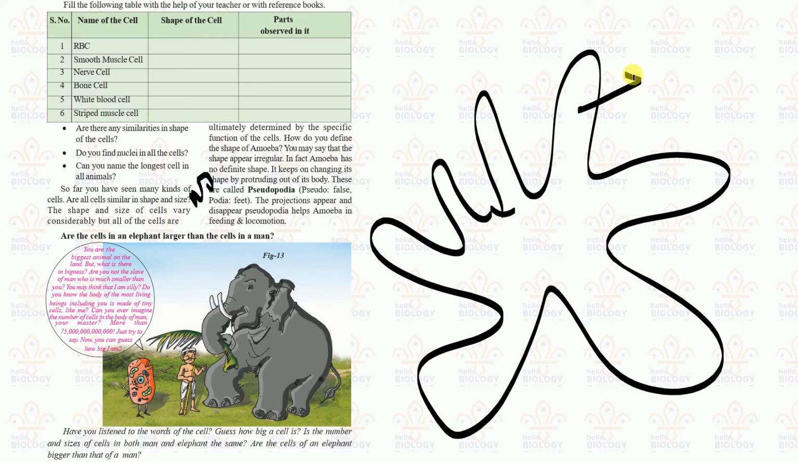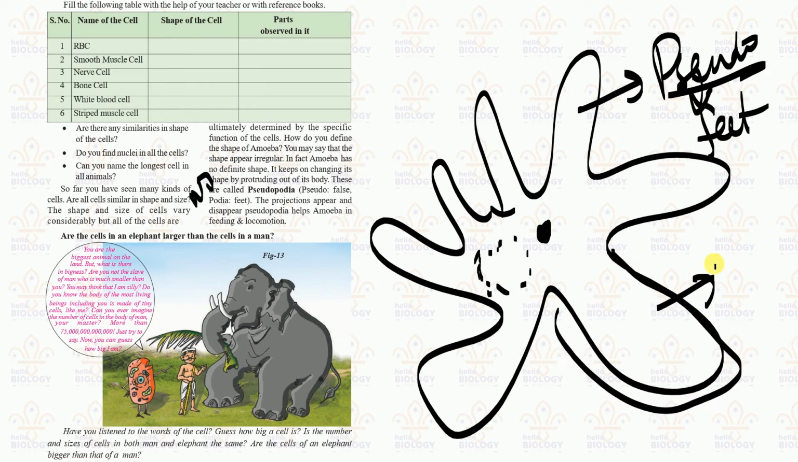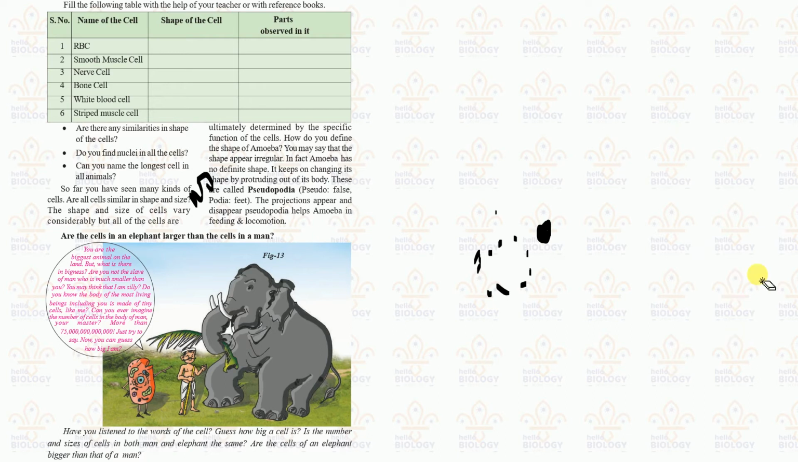Why? Because it consists of pseudopodia. Pseudo means false, podos means feet. It consists of a nucleus and a contractile vacuole, which will contract and act like a food absorber. The projections that appear are called pseudopodia, which help in movement and also for eating. So this will help you get a basic understanding about these cells.